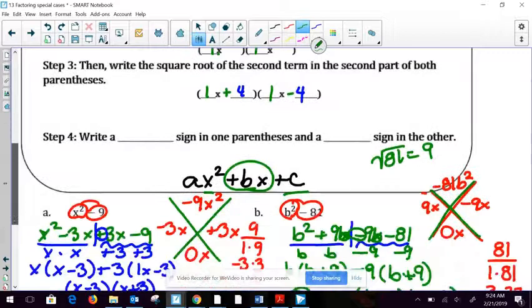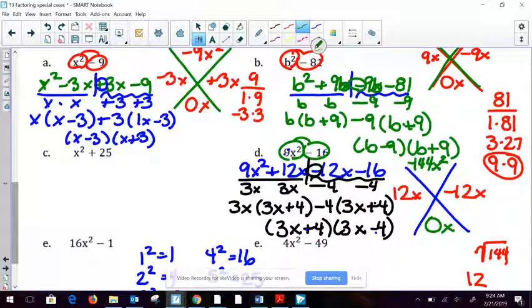Following that shortcut way again, we can actually apply that to letter C. So looking at letter C, I know I need to get 2 parentheses. What's the square root of x squared? Well, it's x and x. What is the square root of 25? 5 and 5, but I need 1 positive and 1 negative. See how easy that is?